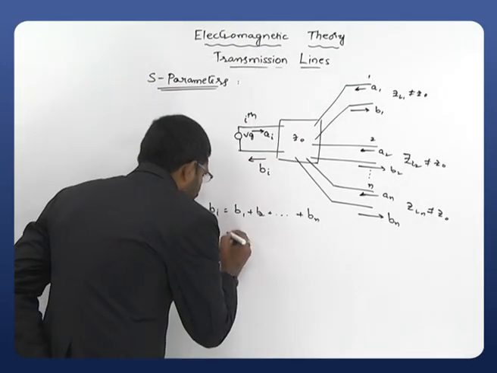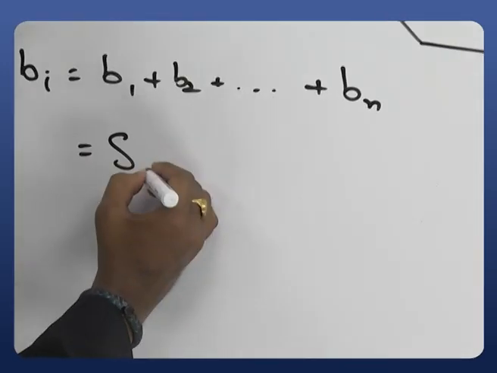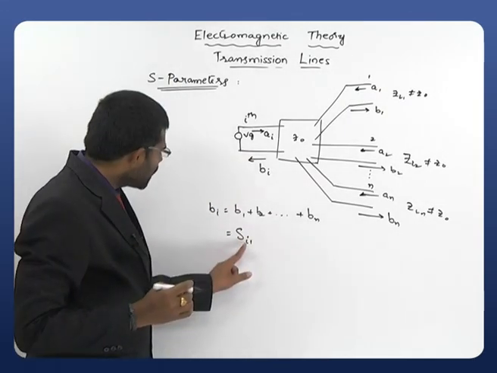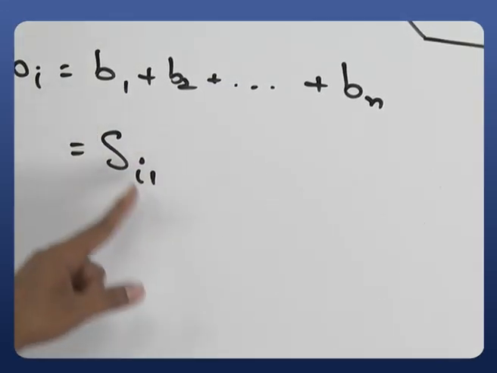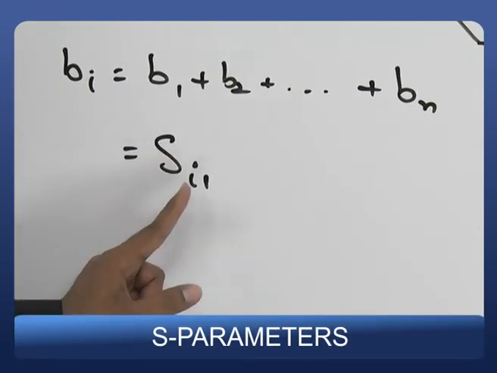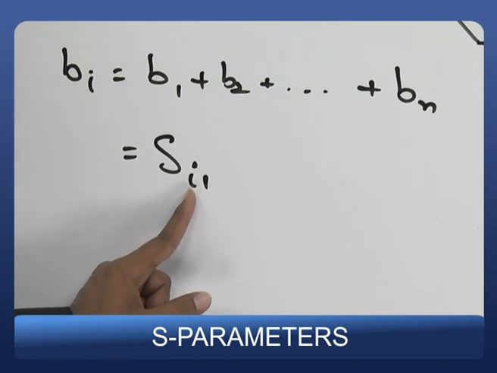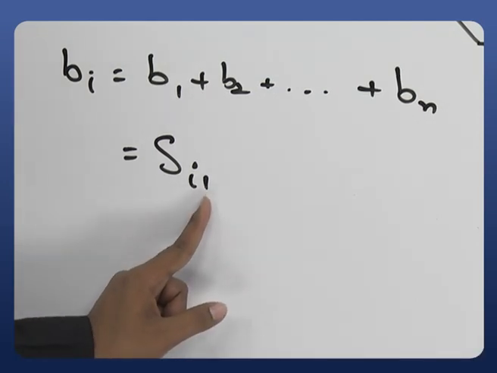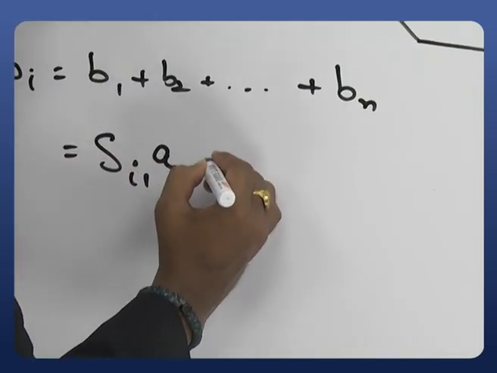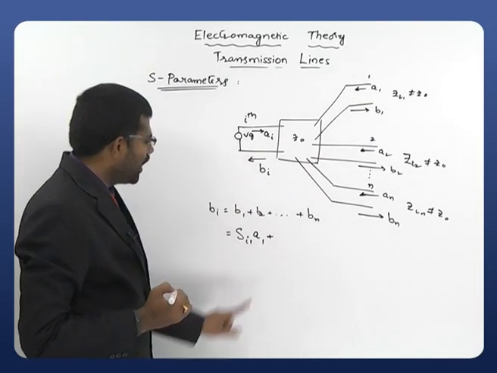That can be written as B1 is equal to Si1. The coefficient that I am defining is Si1. Now clearly examine this Si1. Si1 is nothing but a coefficient which is observed when the input is applied at the ith port and the output is observed at the first port, multiplied with our input wave or the applied wave A1.